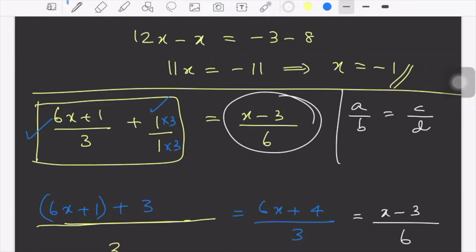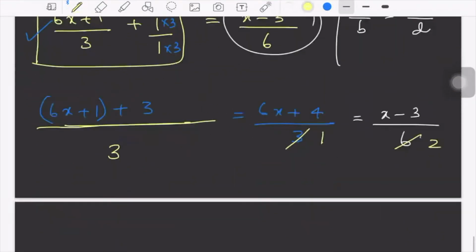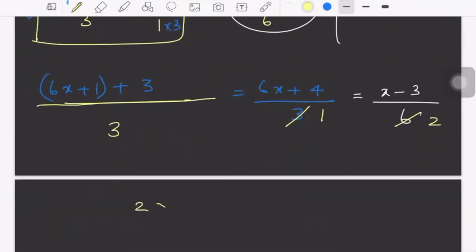But before cross multiplying, see whether you can cancel off some terms. Yes, you can. You have 6 here and 3 here. So I'm just canceling 3 and 6. It'll be 1 here, 2 here. Now you just cross multiply. So we are left with 2 into 6x plus 4 is equal to 1 into x minus 3.